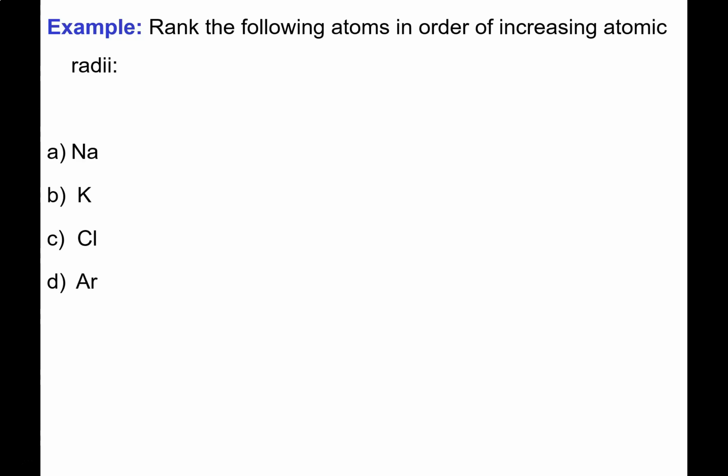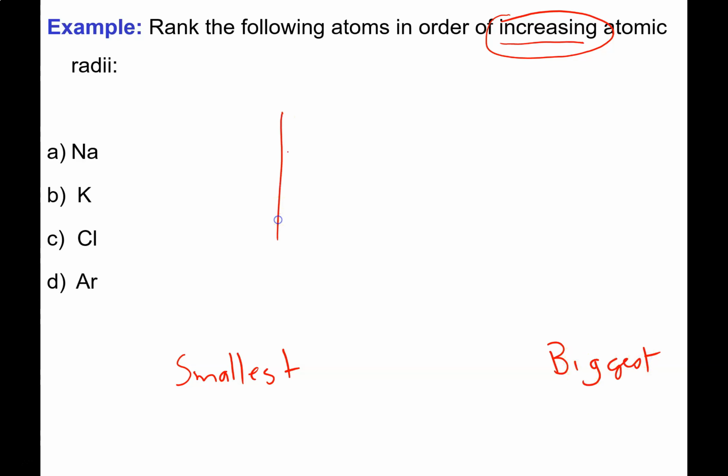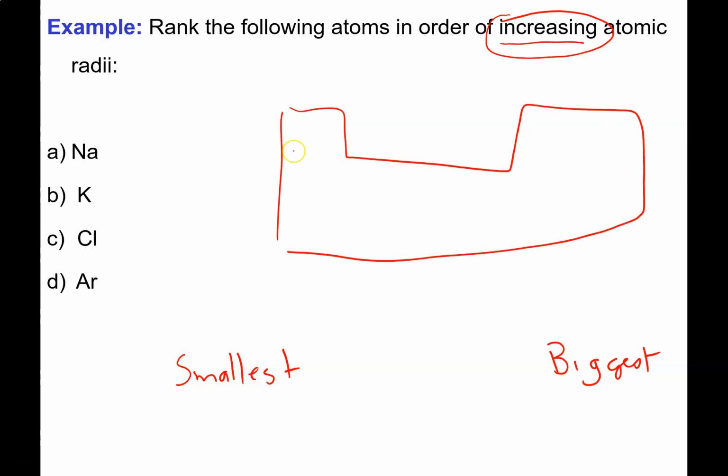So a typical question concerning this will be ranking. So this says rank the following atoms in order of increasing atomic radii. So the first thing that I want to do is identify the smallest one, because I want to list these from smallest to biggest. So it's not too bad. I just have to think about where these 4 atom types fall on the periodic table.